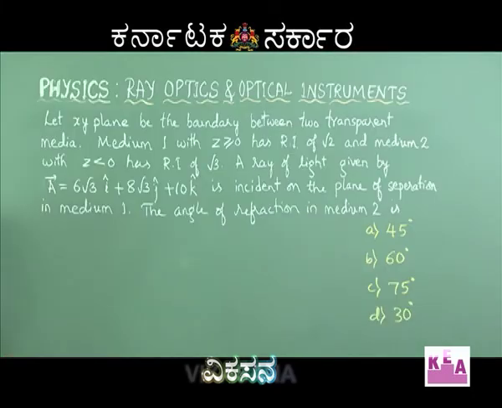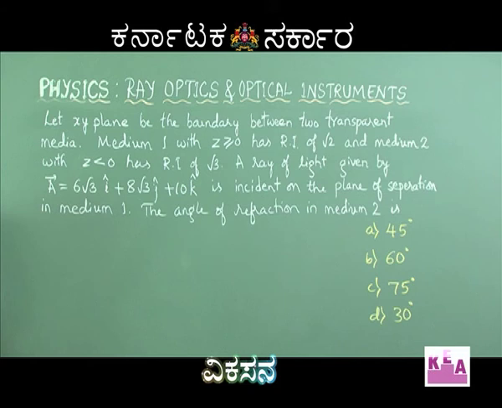It's like this. Let the xy plane be the boundary between two transparent media. Medium 1 with z greater than or equal to 0 has a refractive index of √2, and medium 2 with z less than 0 has a refractive index of √3. A ray of light given by vector A equal to 6√3 i plus 8√3 j plus 10 k is incident on the plane of separation in medium 1. The angle of refraction in the second medium is: options 45 degree, 60 degree, 75 degree and 30 degree.